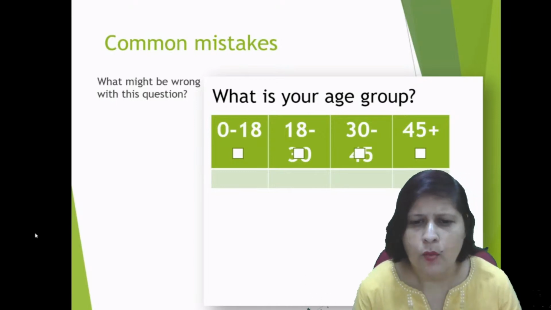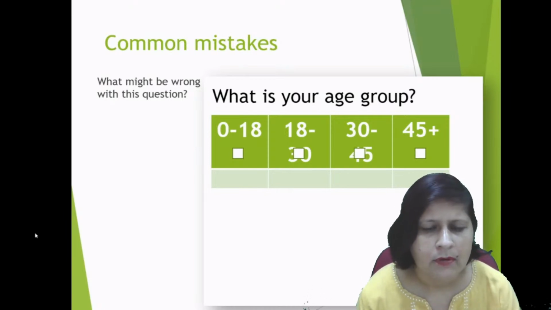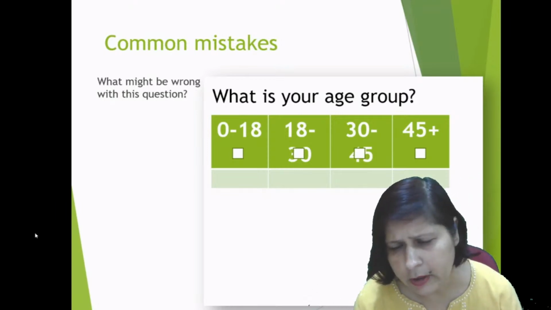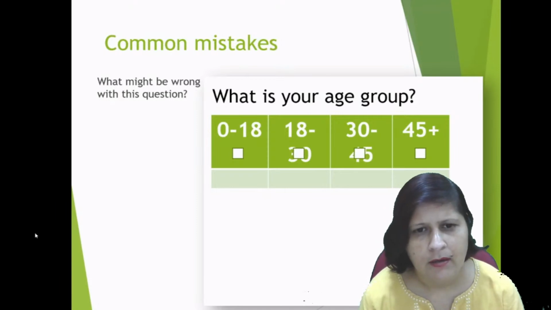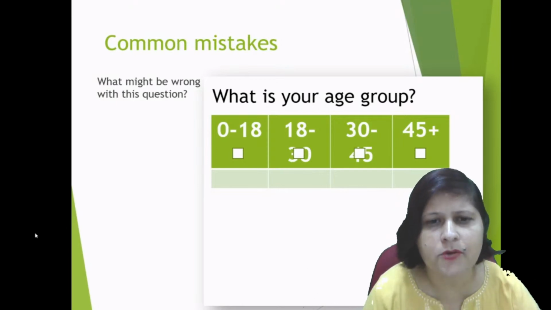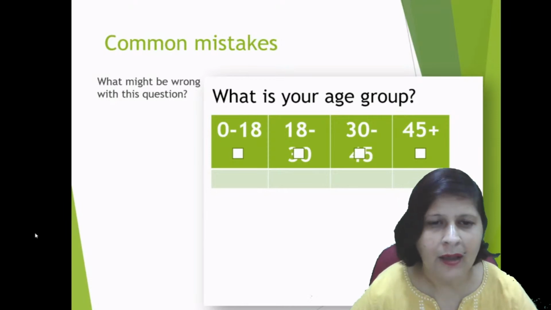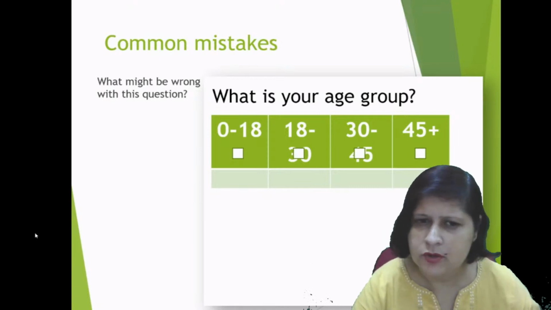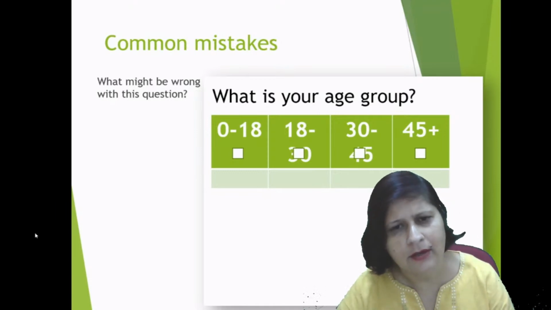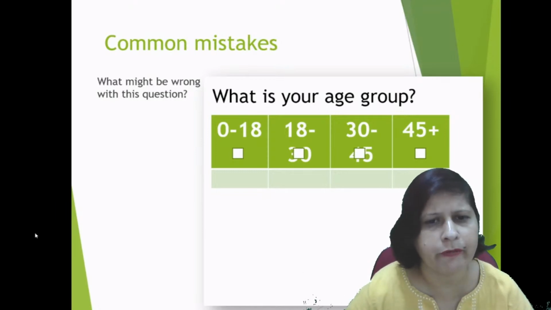Suppose I am 18. What should I write? I am 18, or 18 to 30? In which group do I fall? 0 to 18 or 18 to 30? Or if I am 30, then 18 to 30 or 30 to 45? I am 30, just 30. Right? So it should be mutually exclusive. 30 or 31? If I am 30 years, 6 months old, then I choose 18 to 30. If you are 31 or more than 31, then choose 31 to 45.